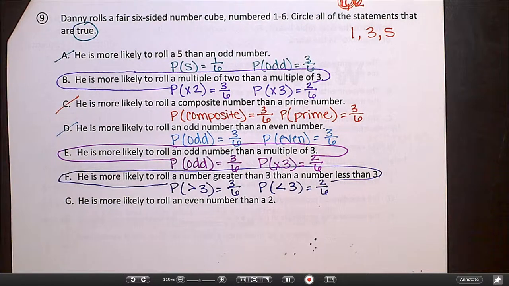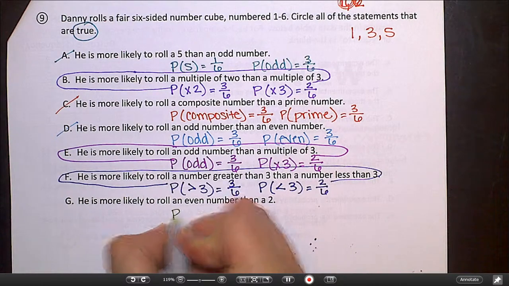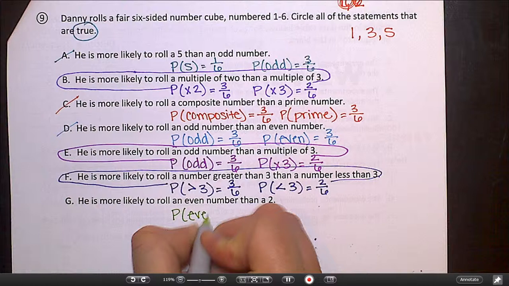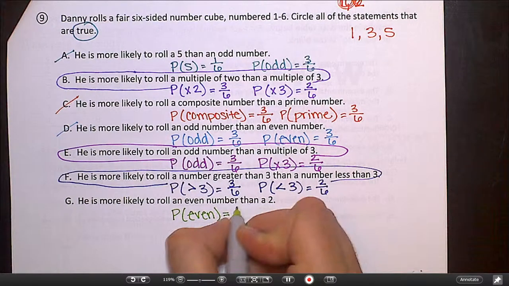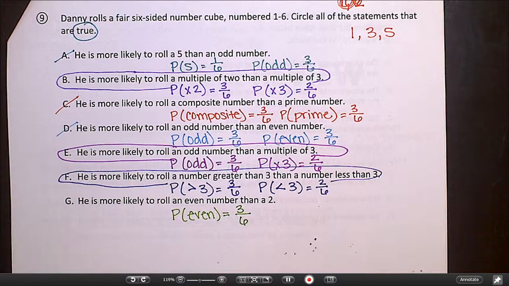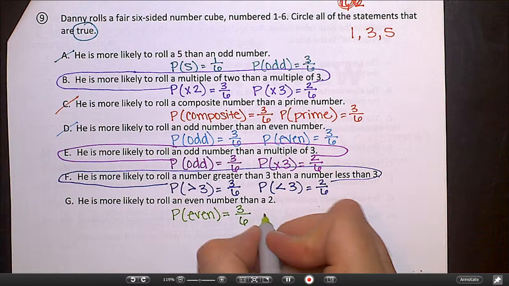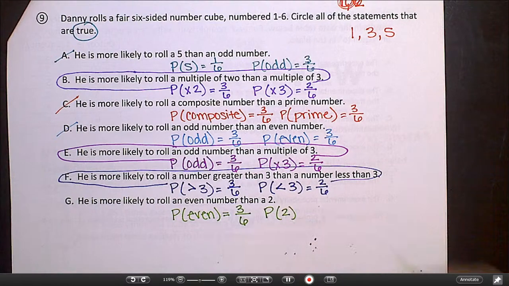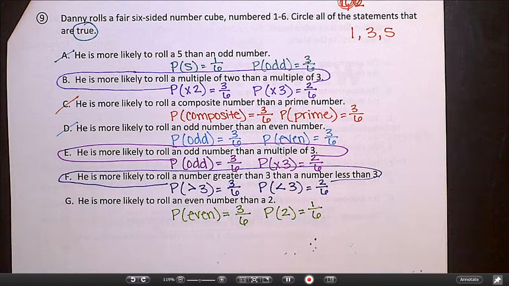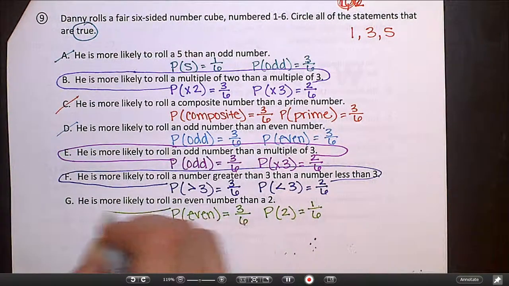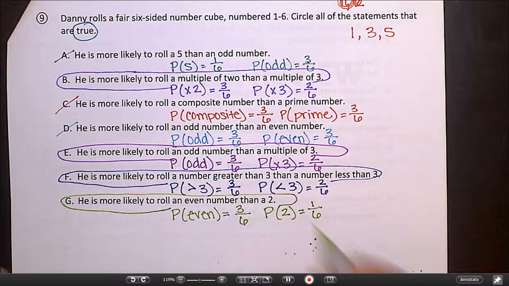And my last one says, he's more likely to roll an even number than a 2. Okay, the probability of even is 3 out of 6, 2, 4, 6, 3 chances. The probability of a 2, there's only one 2 available, so it's 1 over 6. Much more likely to roll an even number than a 2. So I'm going to circle this one.